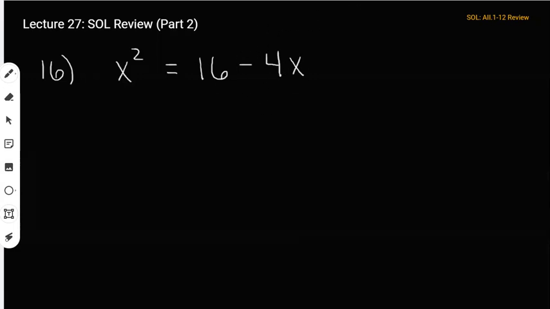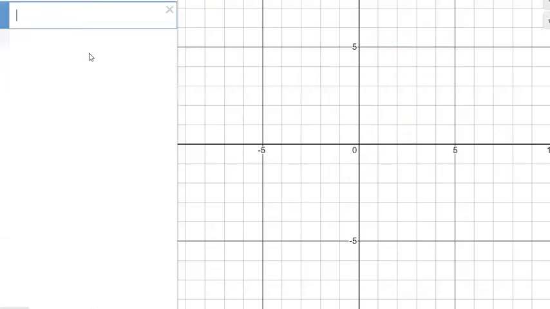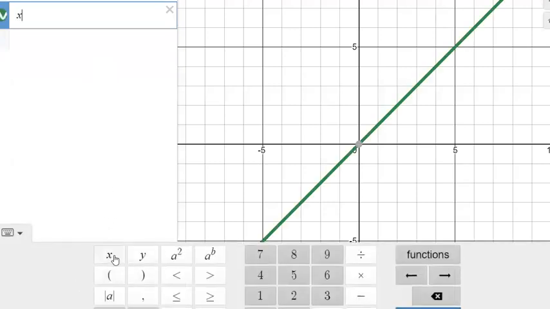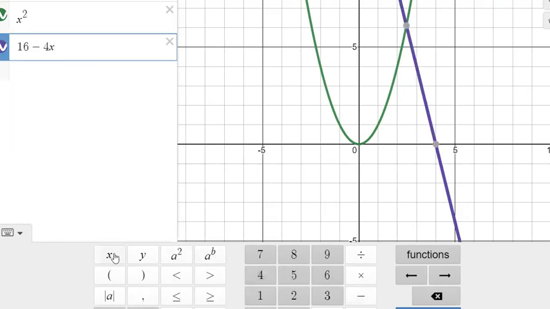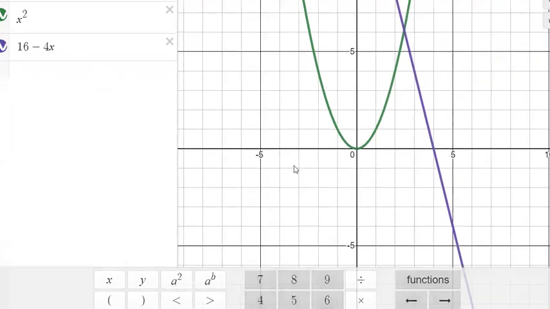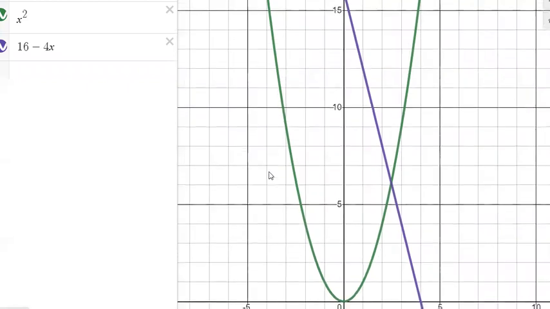So I'm going to go back to Desmos and I'm going to graph the left side, which is x squared. I could do x squared. And then down here, I could do 16 minus 4x. That would be the right side. 16 minus 4x. And then I get two graphs on my screen. And where do the graphs cross each other?